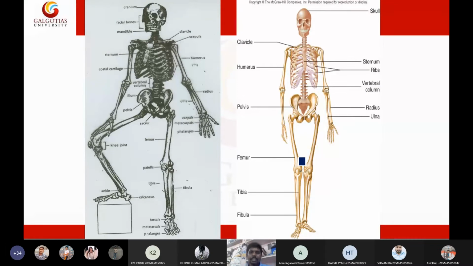The femur is the thigh bone. In the legs we also have two bones, called the fibula and tibia. The tibia is towards the medial side, whereas the fibula is lateral to the midline. So on the lateral aspect you will see the fibula, whereas on the medial aspect you will see the tibia. Tibia, fibula, and femur are in the legs, whereas humerus, radius, and ulna are present in the hands.